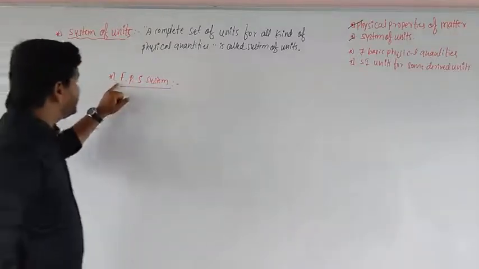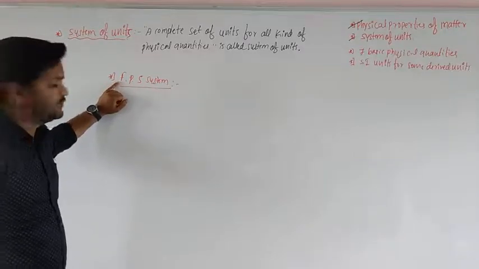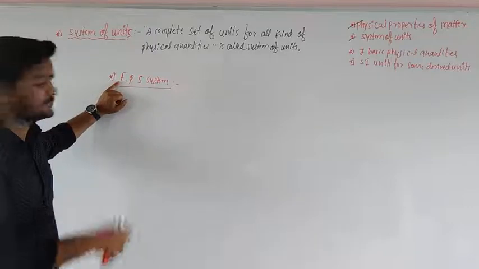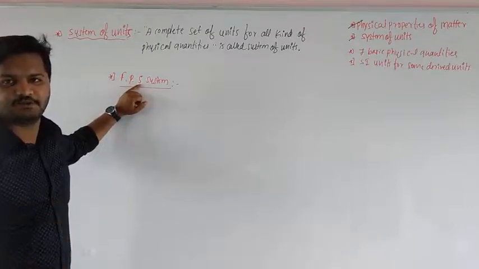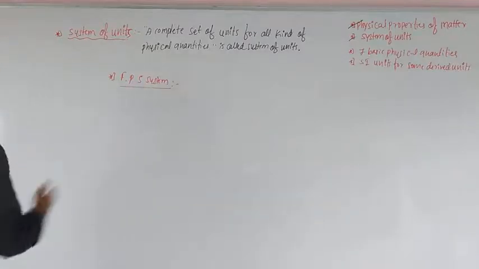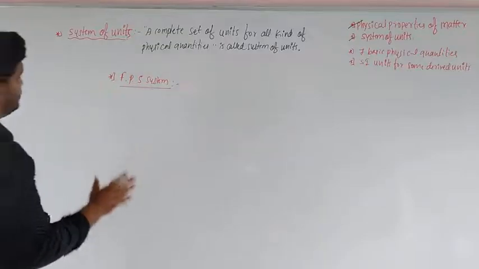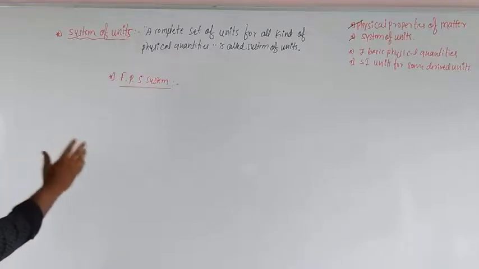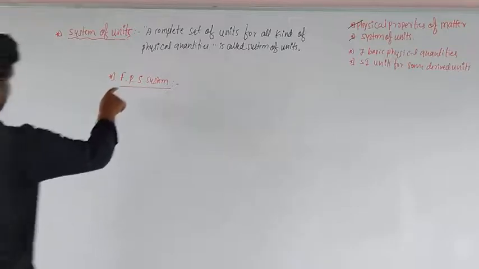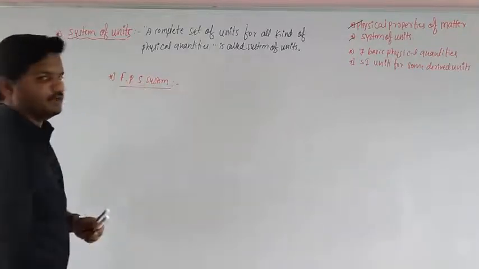Okay, foot, sorry, F is foot. So foot is a length. Pound is mass, second is a time measurement. So how do we say this? It uses foot, pound and second as the units for length, mass and time measurements.